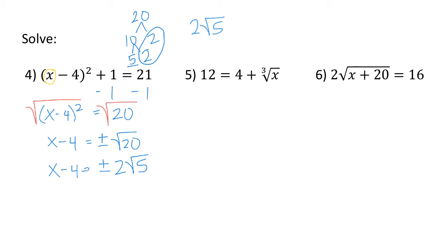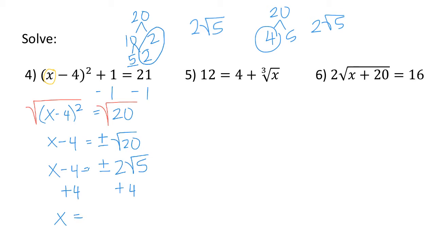Another way to do that is 20 is 4 times 5. I could have done it this way, and then once I saw the 4, that's a number that I could take the square root of. So square root of 4 is 2, and then again, I still just have the 5 left over. Either way, I get x minus 4 equals plus or minus 2 root 5, and then I still need to add 4 because we still want x by itself.